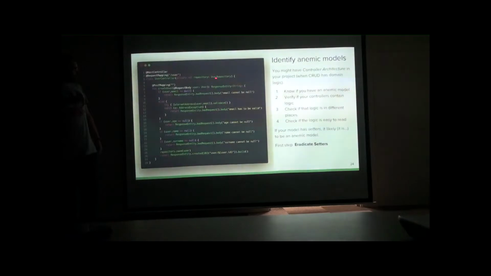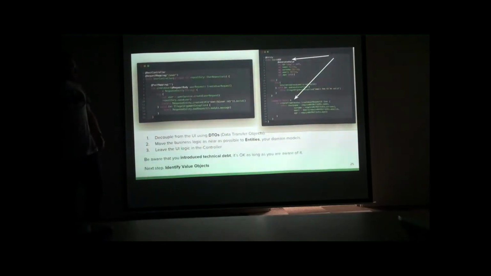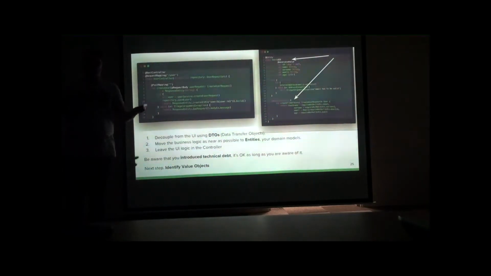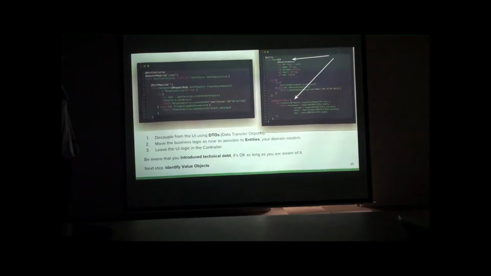So try to find out if you have an anemic model. If you have setters, you probably have an anemic model. Try to see how much of this logic is everywhere. And do the first thing of DDD, which is to try to put everything as bottom-up in your domain as possible. And try to use DTOs to decouple and pass information. But remember, just move the business logic, not everything, to your entity.